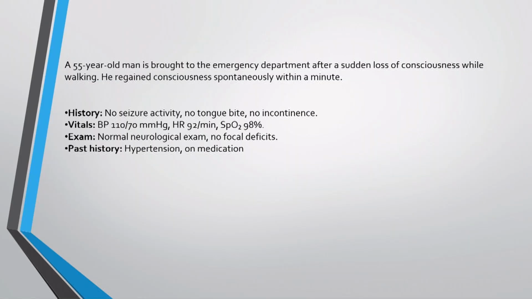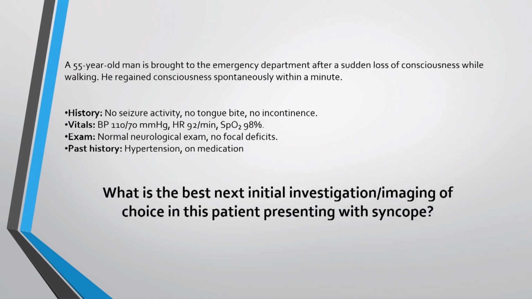So let's take up this case. A 55-year-old man is brought to the emergency department after sudden loss of consciousness while walking. He regained consciousness spontaneously within a minute. In the history, there was no seizure activity as given by the bystander, no tongue bite, no incontinence, and the vitals are within normal limits. On examination, the neurological examination is normal with no focal deficit, and past history is hypertension on medication. Now the question is, what is the next best single investigation if you had to choose? What would be the next best single investigation? Anyone? ECG. So why ECG?